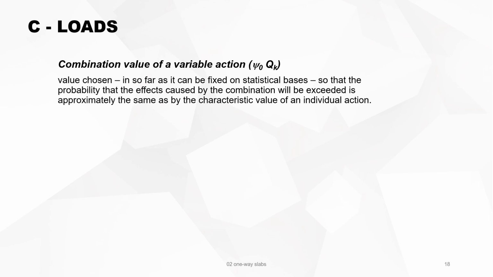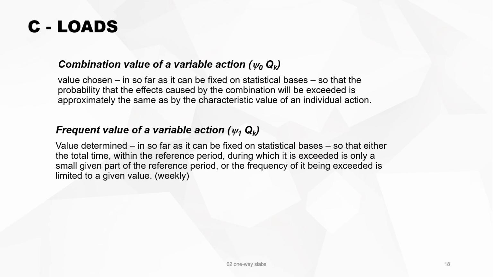Then we have the combination value of a variable action. It is a value that takes into account the probability that two mobile loads happen at the same time. Then you have the frequent value of a variable action. This is a combination with a frequency of a week. Let's put it this way.